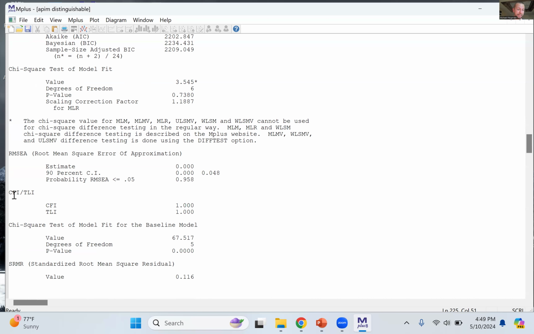A delta CFI value of 0.01 or less indicates that there are not significant measurement differences, and that constraining the effects, the actor and partner effects and means, variances, and covariances, doesn't significantly harm the model. So if we had a 0.992 here, that would still be within the realm of saying there is no harm done to our model by constraining all the effects to be equal across dyad members.